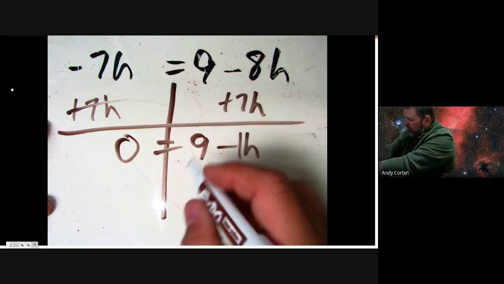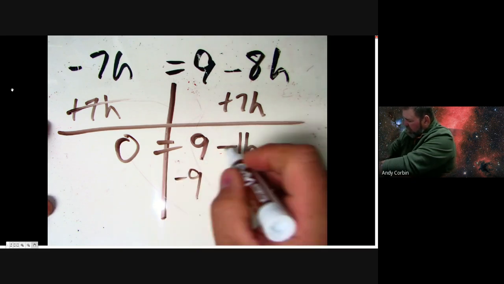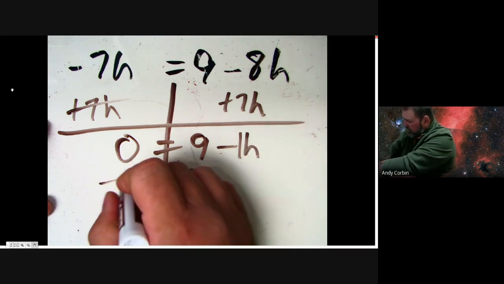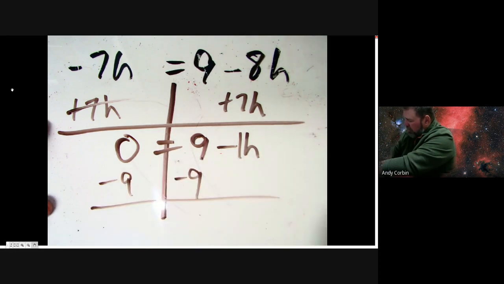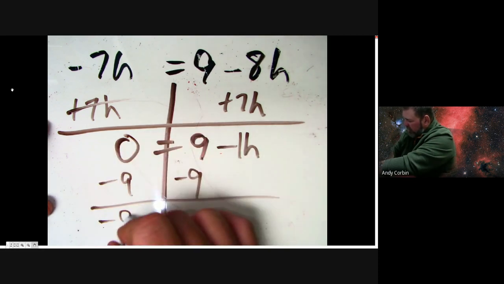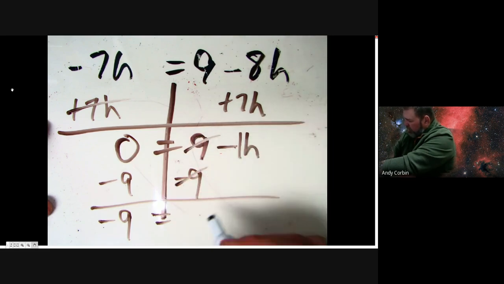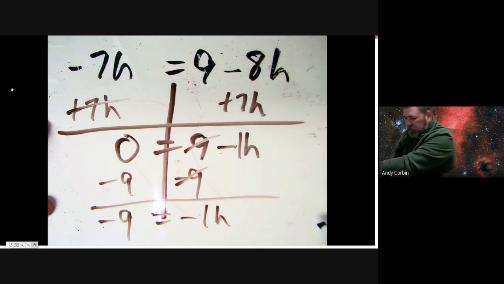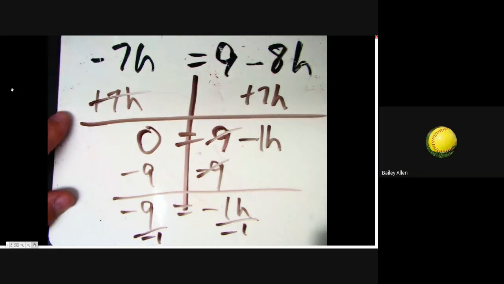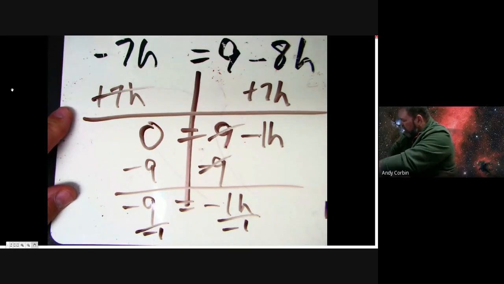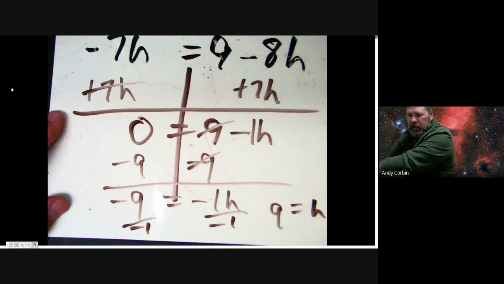Now we get rid of this positive 9. Remember, the negative goes with the H. 0 minus 9 is -9. These cancel. Be careful, bring down -1H. And then divide through by -1. And you get H is equal to positive 9.